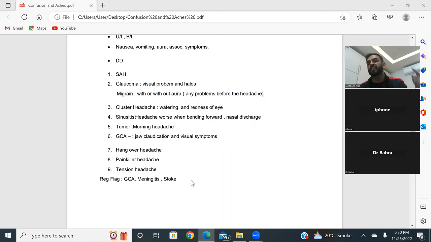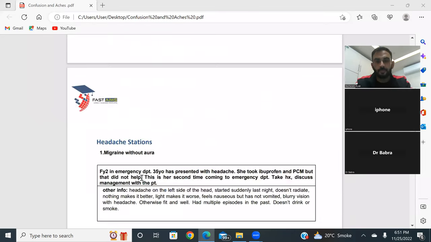I will not forget about the red flag. Because you don't know what is inside, you need to memorize this so that I will not forget it. Okay, so this is the red flag.